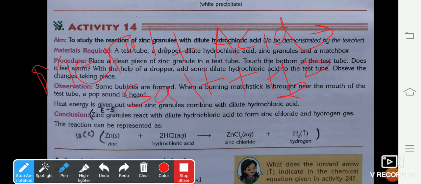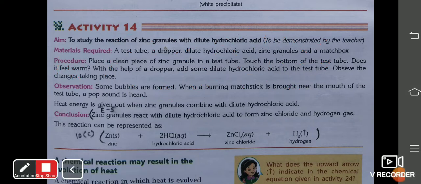And please remember, we write HCl in aqueous form because hydrogen chloride gas is obtained. That gas, when dissolved in water, produces hydrochloric acid. Hydrochloric acid cannot be prepared directly in the laboratory. We have to prepare hydrogen chloride gas and then dissolve that gas in water, and therefore HCl is always written in the aqueous form. Now let's see the activity.